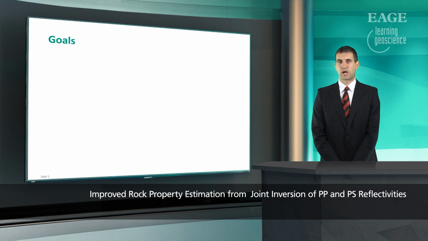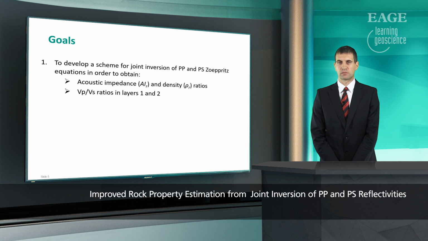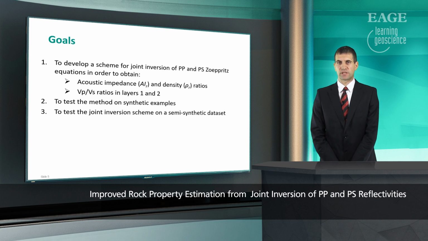Goals of this work are defined as follows: to develop a scheme for joint inversion of P2P and P2S Zoeppritz equations in order to obtain four elastic ratio parameters, namely acoustic impedance ratio, density ratio, as well as VP-VS ratios in layer 1 and 2. To test the method on synthetic examples. Furthermore, to test the joint inversion scheme on a semisynthetic dataset.